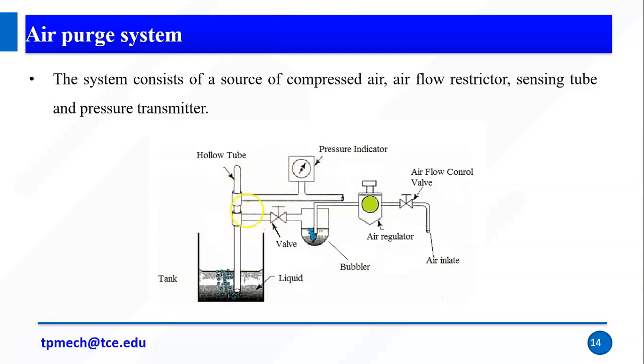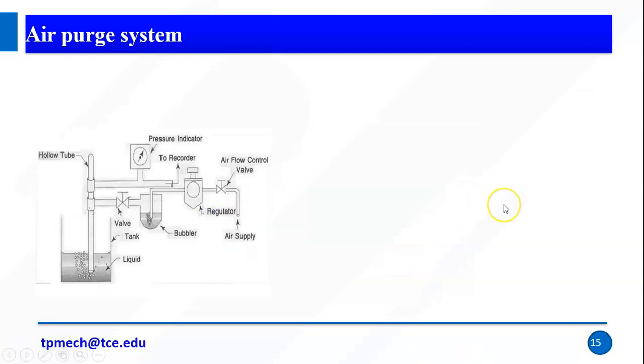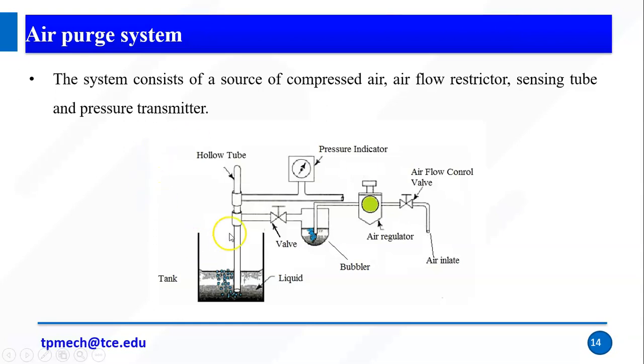It is passed on to the pressure indicator. The back pressure value we are going to measure with the help of the pressure indicator. The pressure indicator value is calibrated as the level. For example, at some liquid level it shows some pressure value. Assume the liquid level is at full capacity.